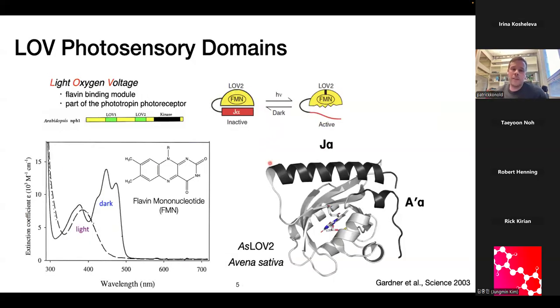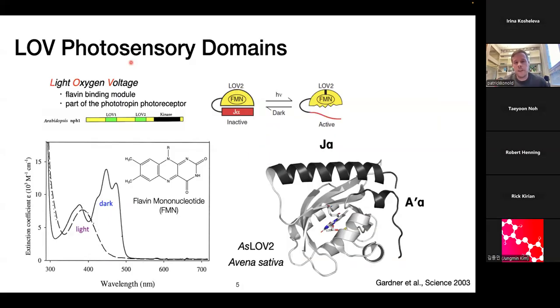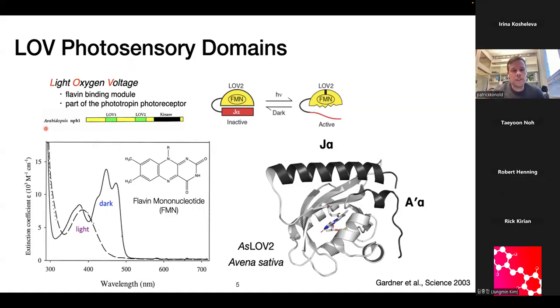A special class of these photoreceptor proteins are the so-called LOV domains, which is an abbreviation for light, oxygen, and voltage. These are part of the phototropin photoreceptor in plants, and generally are sensitive to changes in either light intensity or lighting conditions or change in redox environment. So they allow the plant to adapt to its environment.